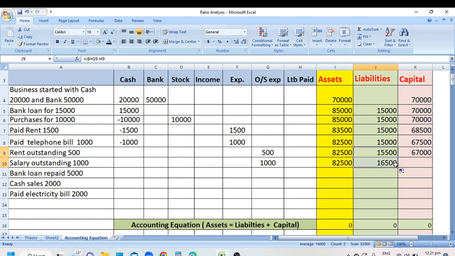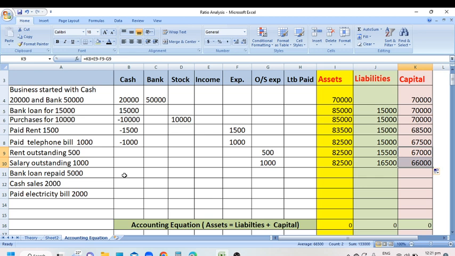Liability is definitely 16,500, and it will be deducted from the capital too, right? So 16,000 plus 66,000 comes up to 82,500. So our accounting equation still looks all good.